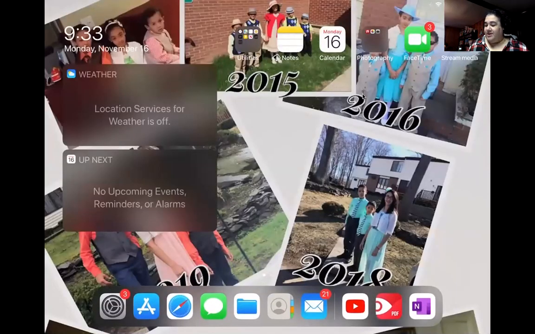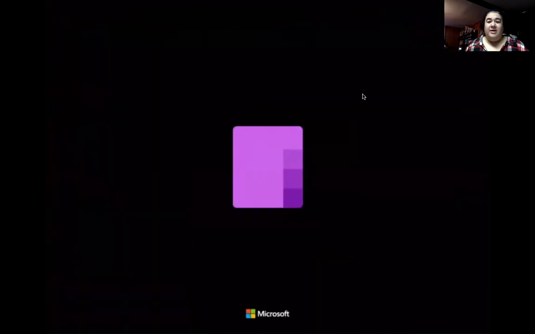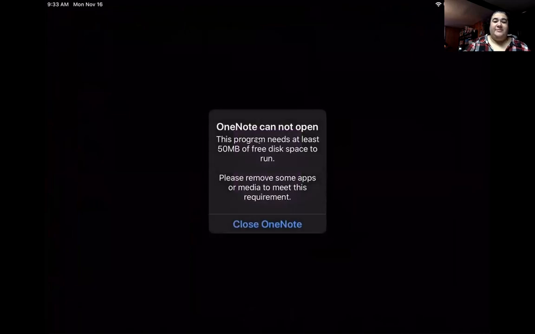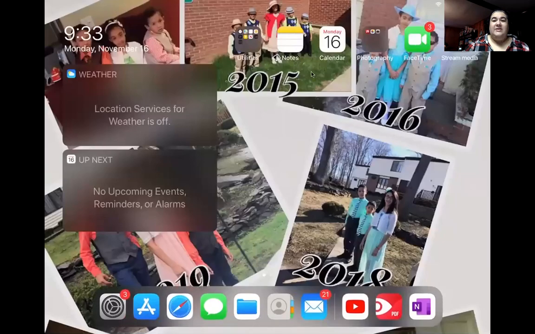Oh, of course it crashed. Sorry, guys. This is so frustrating. All right. Let's see if I can stop the share and reopen it again. If not, I can try a different method, which I apologize for. But let's see what I can do here. Apologies, guys.